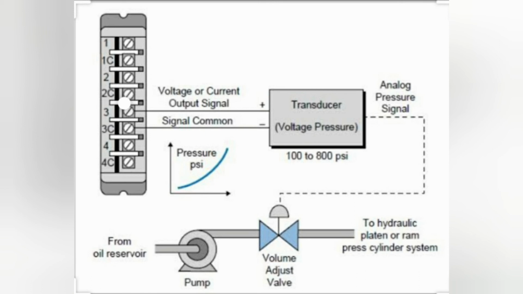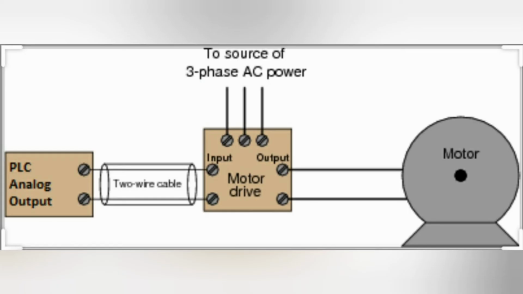This valve is connected to the oil pump, and depending on the input pressure, volume of oil can be adjusted by using this valve. This is another example of analog output module in which speed of the motor is varied through motor driver by using PLC analog output module.